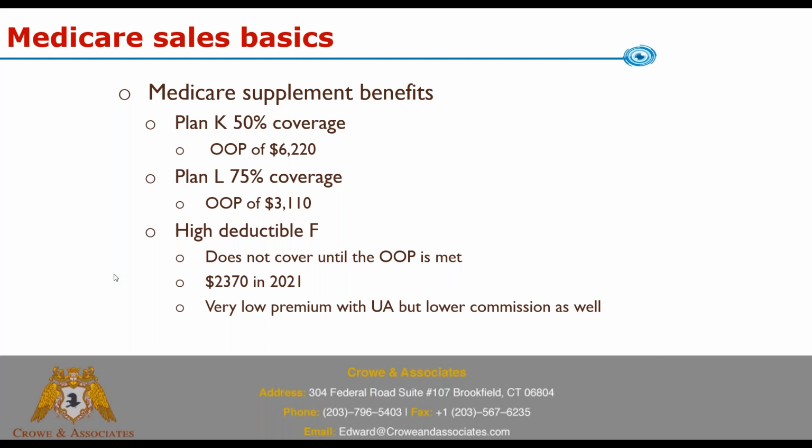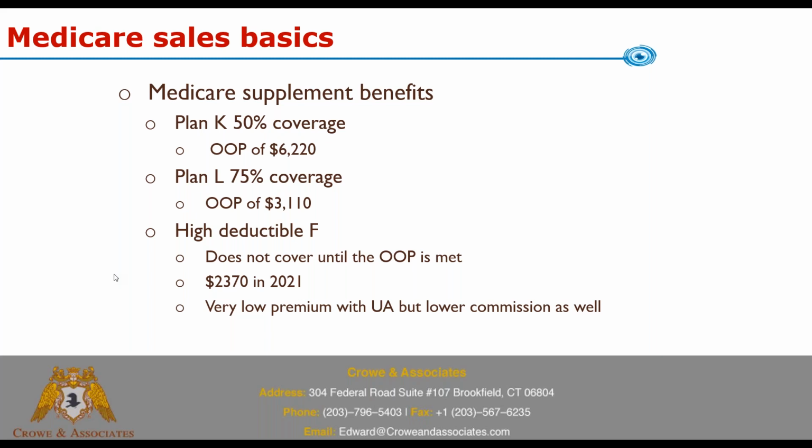But I don't think I've ever had somebody get even to $5,000 for that matter on a Plan K. Plan L works just like K, except it covers 75% of what Medicare doesn't cover. So 75% of the hospital Part A deductible, 75% of the Part B cost share. So for example, 20% will cover 75% of it. Your client pays 5%. Very small amounts, very small. The out-of-pocket max on a Plan L is $3,110 for 2021.